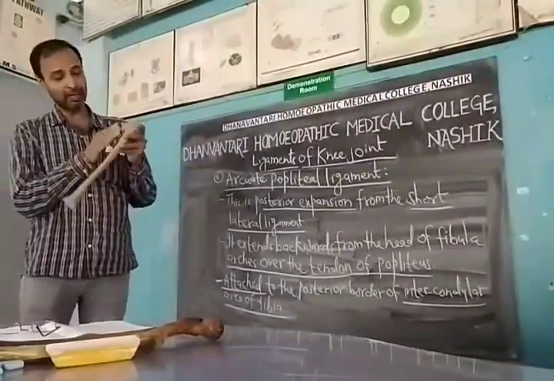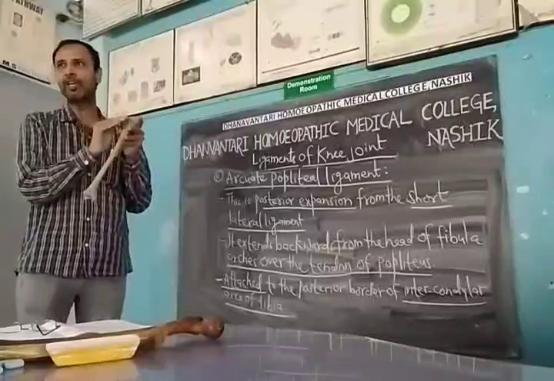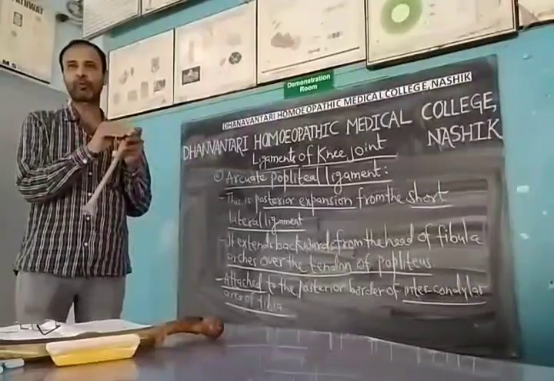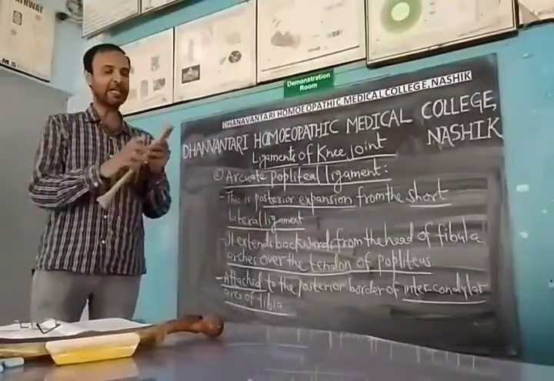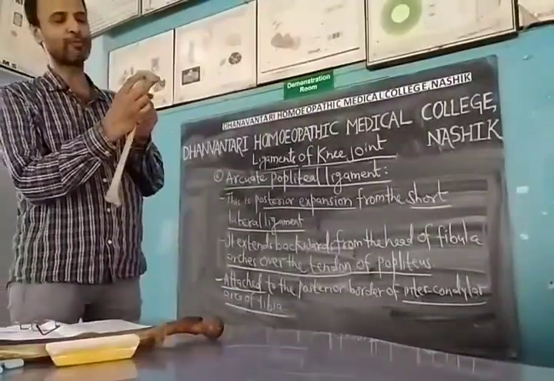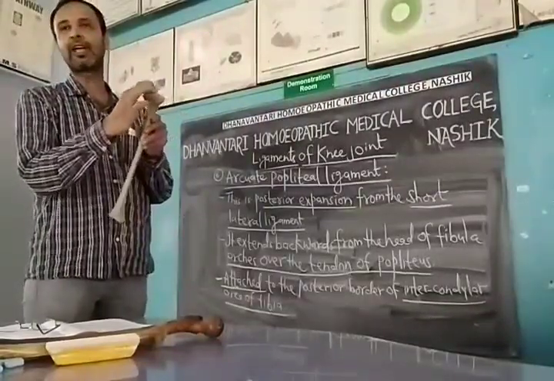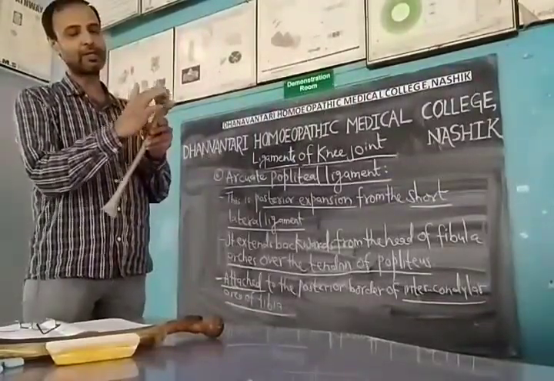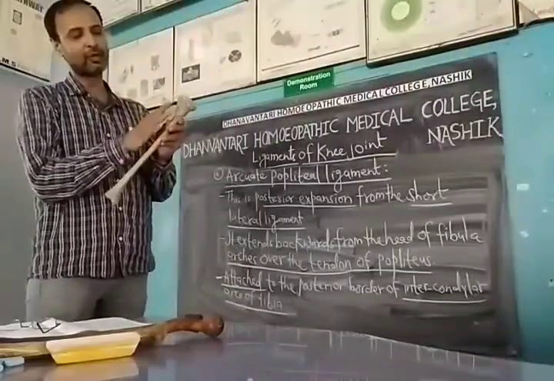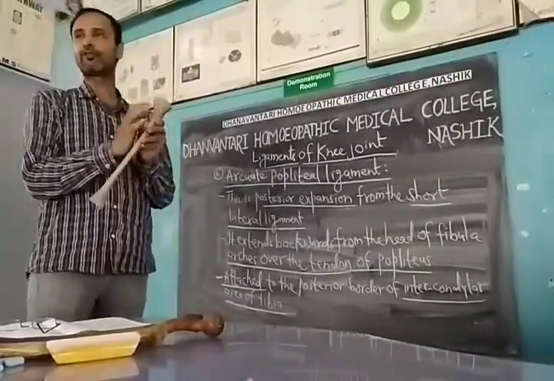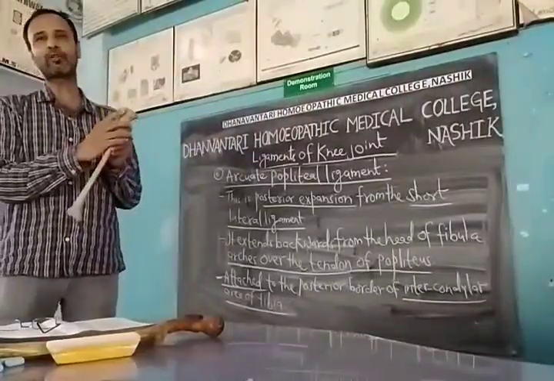And here, because the popliteus tendon is there, it arches over the popliteus tendon. Therefore its name is arcuate popliteal ligament. Finally, it gets attached to the posterior border of the intercondylar area of the tibia. So this is the intercondylar area of the tibia and its posterior border, and here it gets attached.